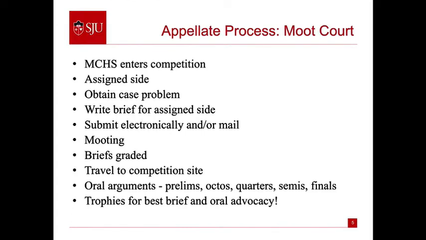So how does moot court differ from the real world? Well, moot court is an interscholastic competition, and so there are some significant differences to the real world. So the first step is the Moot Court Honor Society decides to enter a competition. Our team would then get assigned a side.